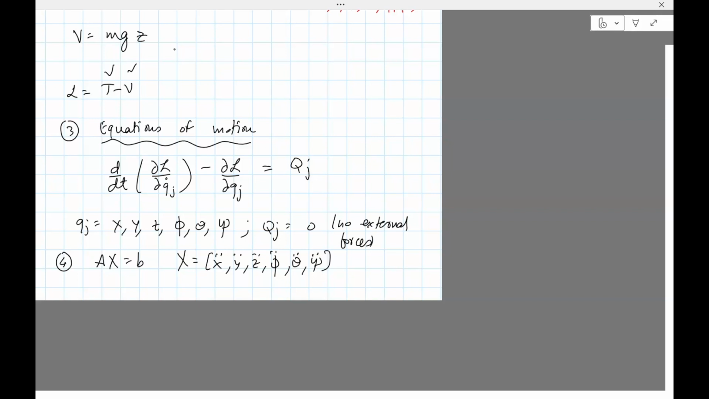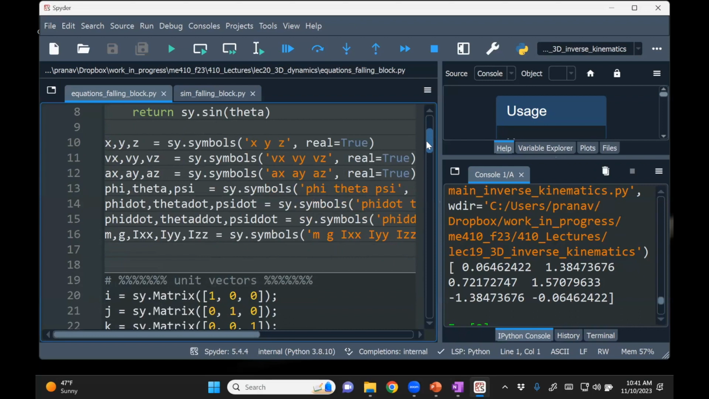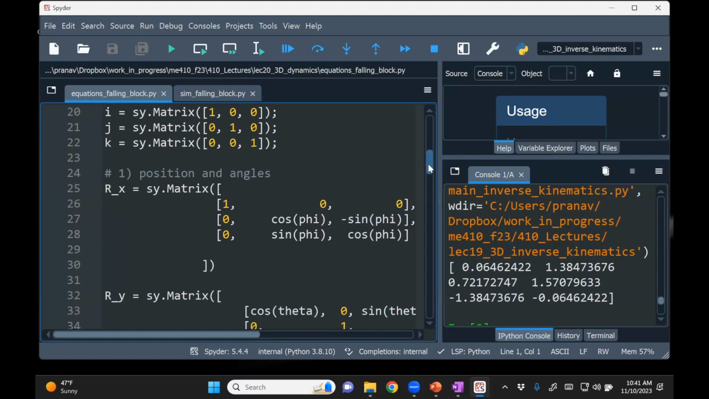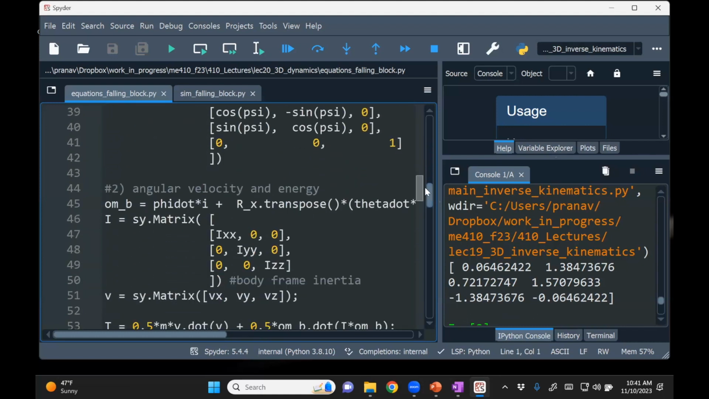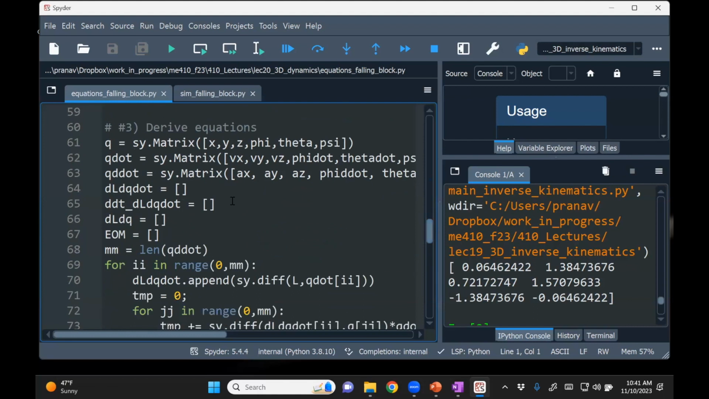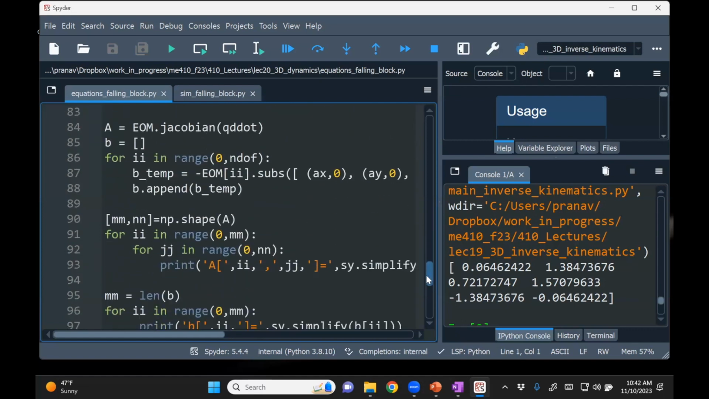I'll show you some code which will do all these things, but clearly it was important to write it down, otherwise it's very difficult to code. It's similar to the previous files. I have a file which derives the equations of motion. It's very self-explanatory. I hope you go through the same steps: position and angles, just following the notes, angular velocity and energy. Then T, V, L, derive the equations. You probably don't need to; you can just copy paste my code and get it to work for a different problem. I developed this code in the previous few lectures. And then you get A and B. A and B are needed for my ODE.